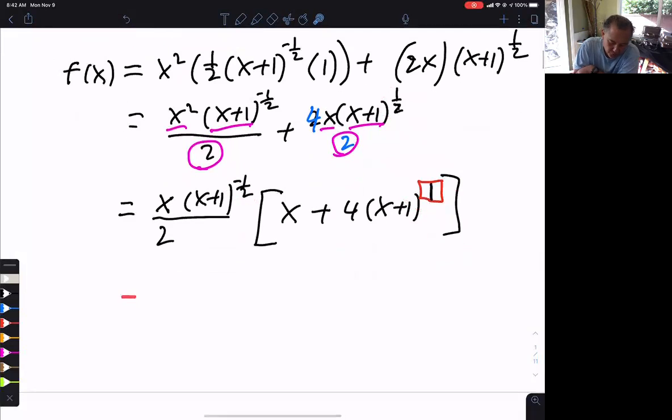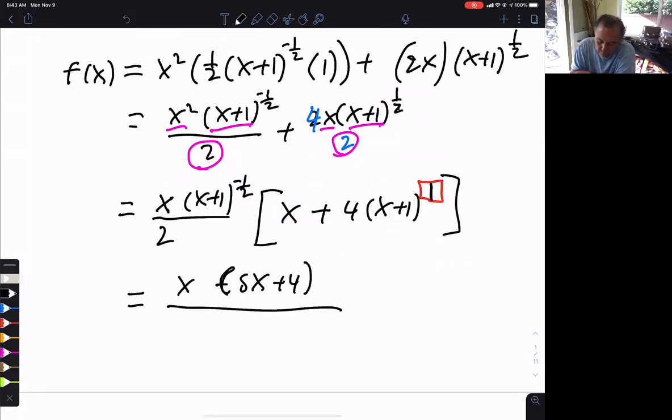So now let me do all the beautiful stuff. X is on top. This will give me 4x plus x is 5x. So that's going to be 5x. And then distribute that 4, you're going to get 4 all over 2. And the negative exponent moves it to the bottom, is square root of x plus 1. I hope all that's right. I hope it is.